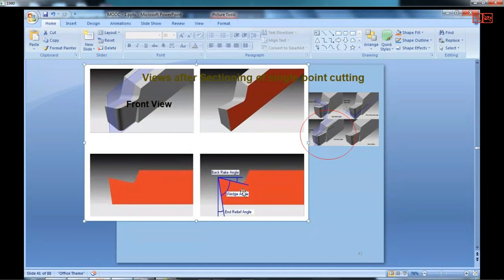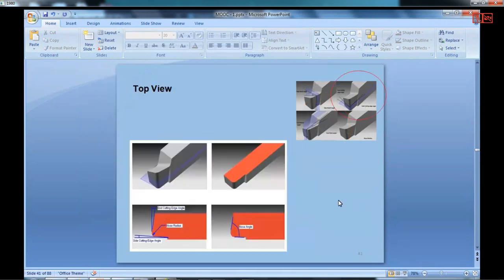So you need to balance between the angles, otherwise when the wedge angle becomes smaller, the cutting edge becomes weaker. So we need to be careful about it. So remember, the rake angle is the back rake, so generally it will be towards the back, and then we have the end relief angle.